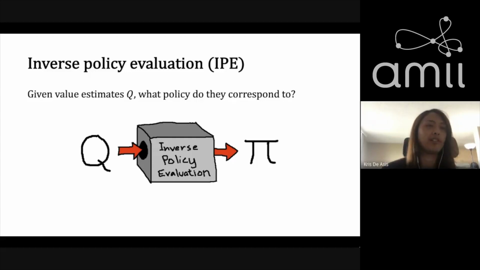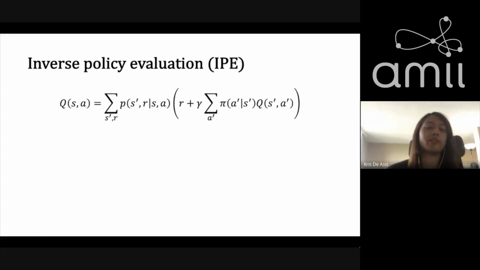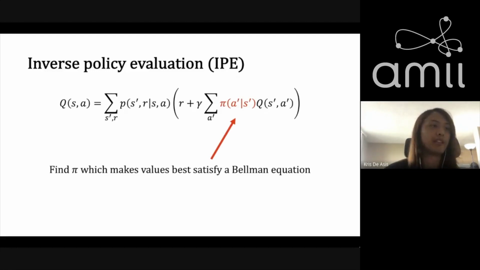In particular, the approach we used was to make use of the Bellman equation for the action values, where we know that under Markov assumptions the value functions have to satisfy this relationship, where you can express the value in terms of the values of successor states. A policy term shows up in this equation, and you can instead fix the value function and try to find the policy which makes the values best satisfy this relationship. One way you can do this is to rearrange these terms, maybe square it, and then minimize it.